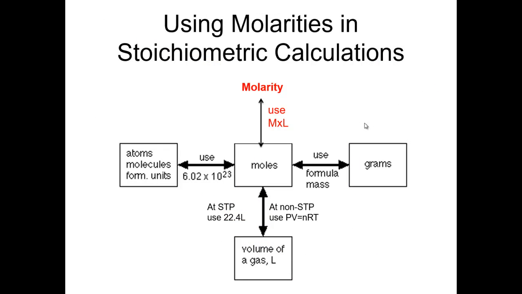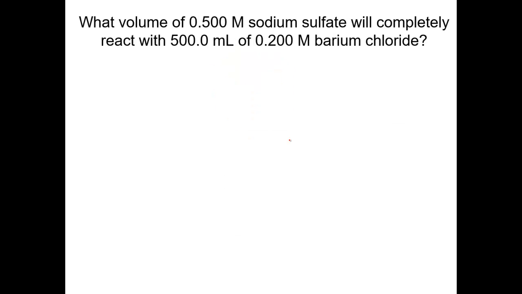Don't forget, when you're doing stoich, that molarity times liters is moles, okay? So you might get asked this way, what volume of 0.5 molar sodium sulfate will completely react with 500 milliliters of 0.2 molar barium chloride? And they will probably give you a formula because you don't have to write them too often.